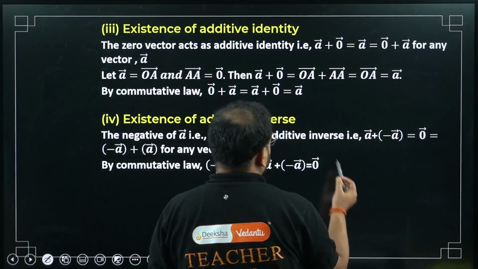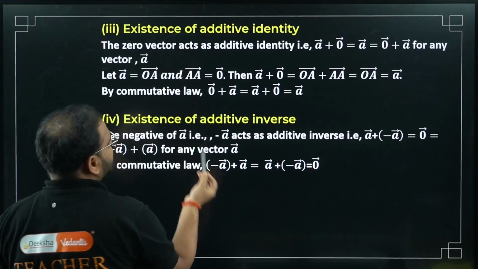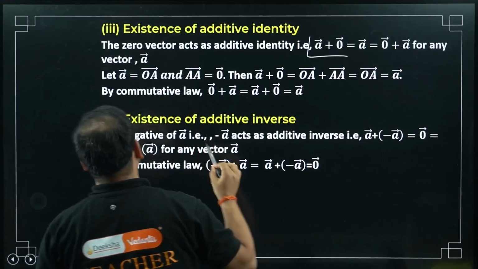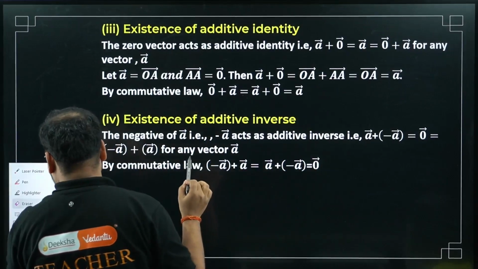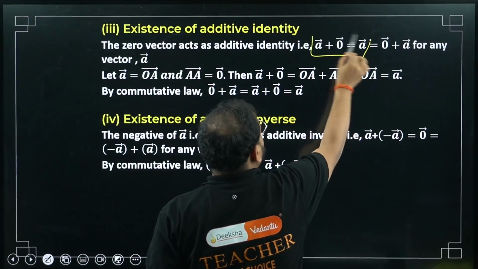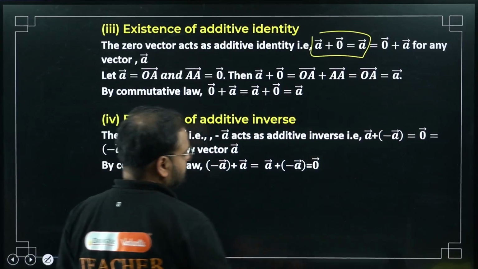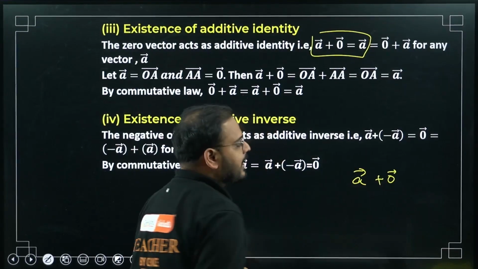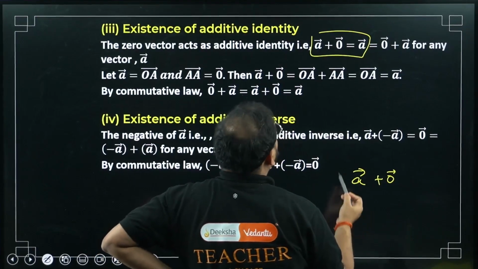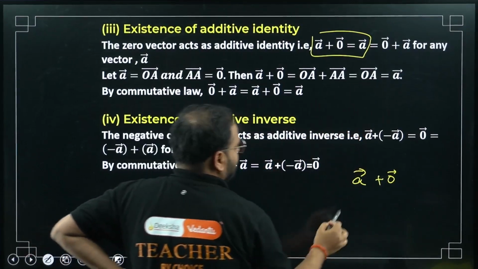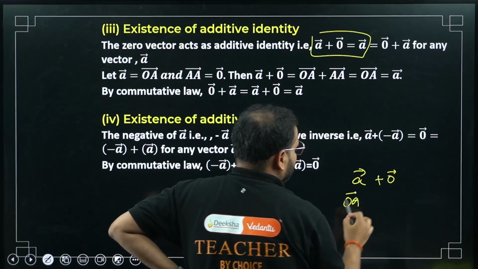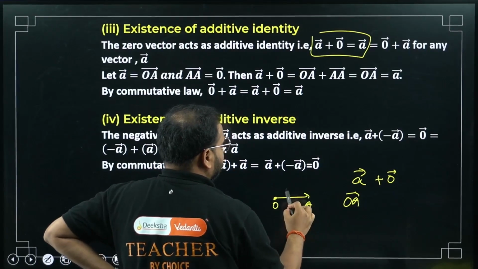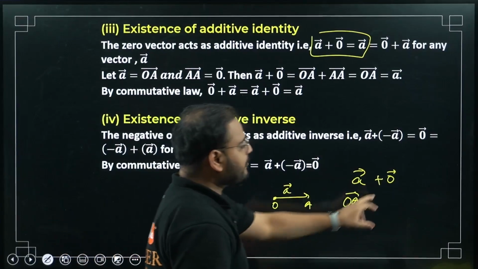If you add a to 0, what is the answer? A only, sir, no? I'll show you. Please check. A to 0 vector. I can write vector a as OA, which I have taken here already. I can draw it also. OA, this is my vector A. No problem whatsoever. What about vector 0?